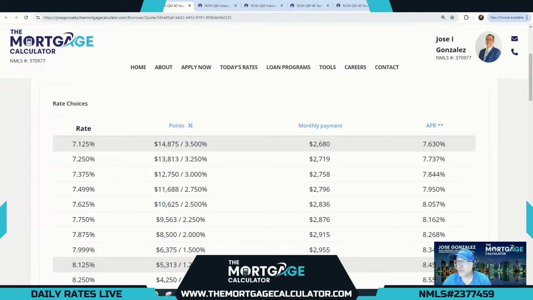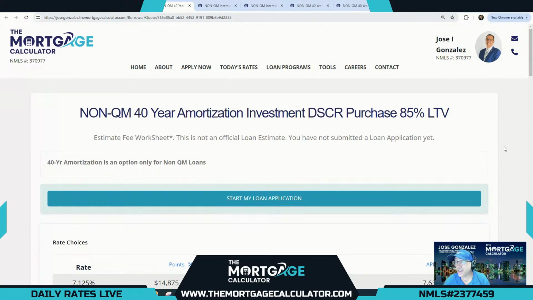7.125. I can remember in the not too distant past that this 85% LTV DSCR with a 30-year amortization was at least 1 to 1.5% higher than these rates that we're seeing right now. So take advantage, investors. By the way, there is not an interest-only option for this 40-year 85% LTV. I guess that was just too much risk for secondary to swallow there. And now our non-QM 40-year amortization. Again, this is non-interest only, and now we're at 80% LTV.